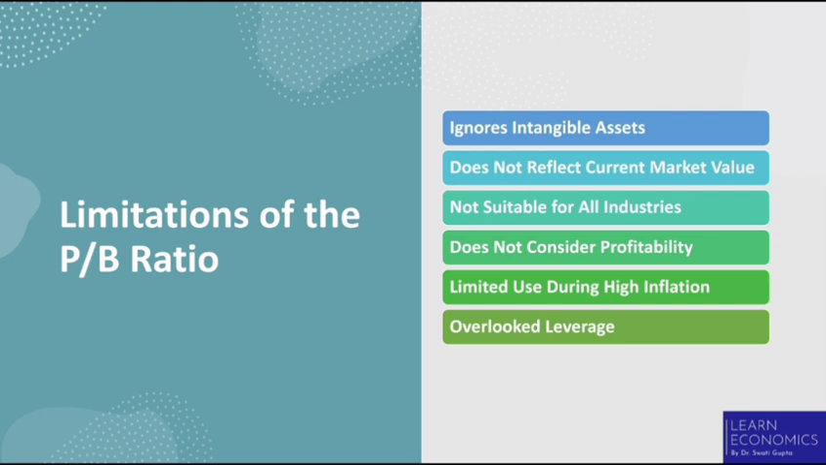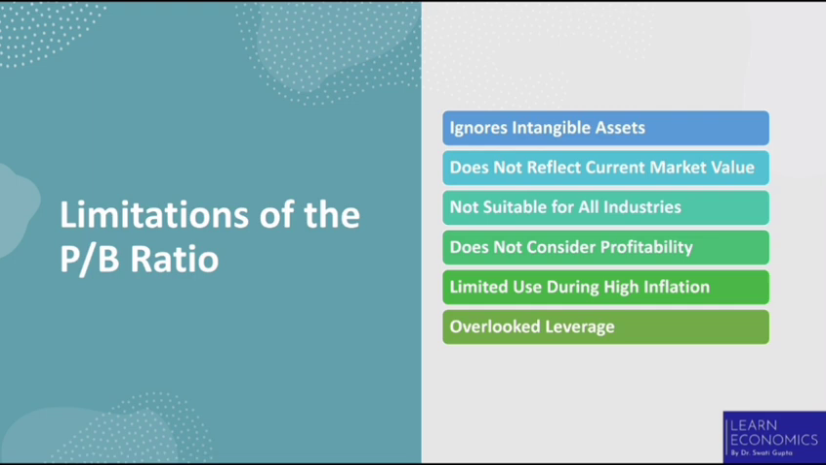Third, not suitable for all industries. The PV ratio works best for asset heavy industries such as manufacturing, real estate, banking, but it is not effective for service oriented or technology companies. In sectors like consulting, education, or software, where tangible assets are minimal and value comes from human capital or intellectual property, the PV ratio becomes irrelevant.